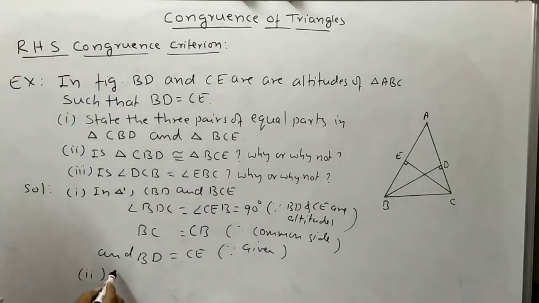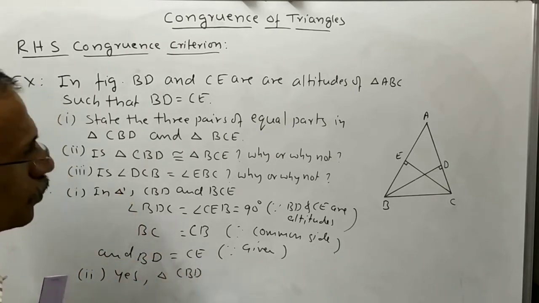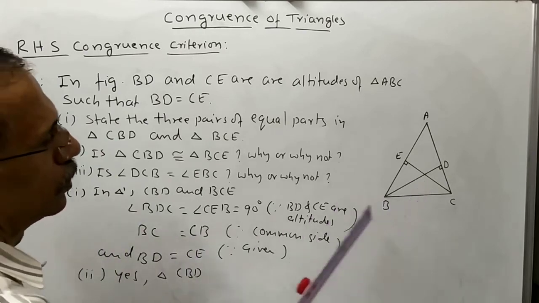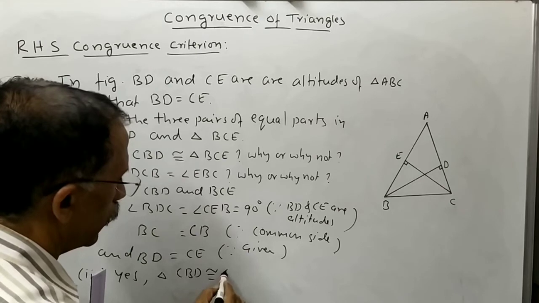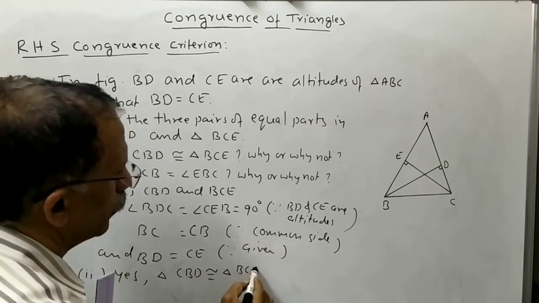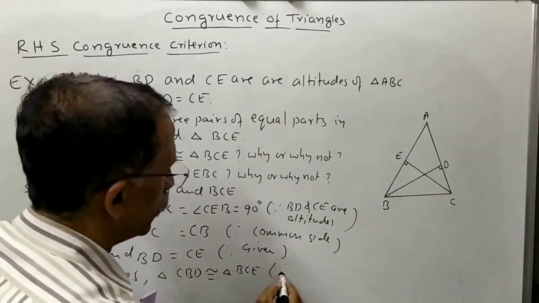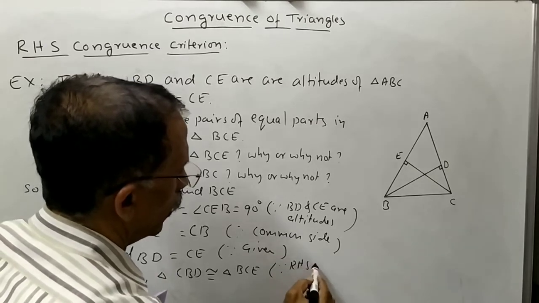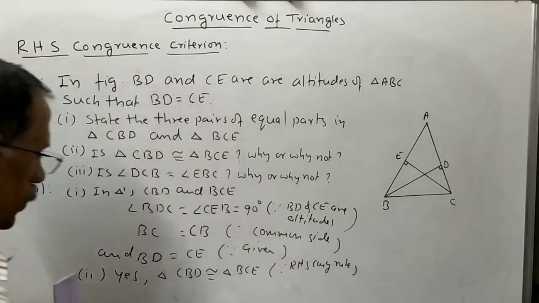Therefore triangle CBD is congruent to triangle BCE. For which condition? RHS congruence condition.